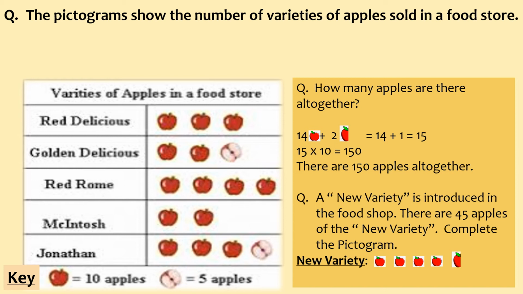Here we have a question which says the pictogram shows the number of varieties of apples sold in a food store. So these are the kinds of varieties of apples that are sold in a food store. How many red delicious apples? 3. Golden delicious 2.5. Red Rome 4. Macintosh 2 and Jonathan 3.5. Look at the key, which is really very important. The key here is one picture of an apple shows 10 apples actually. So obviously half would mean what?